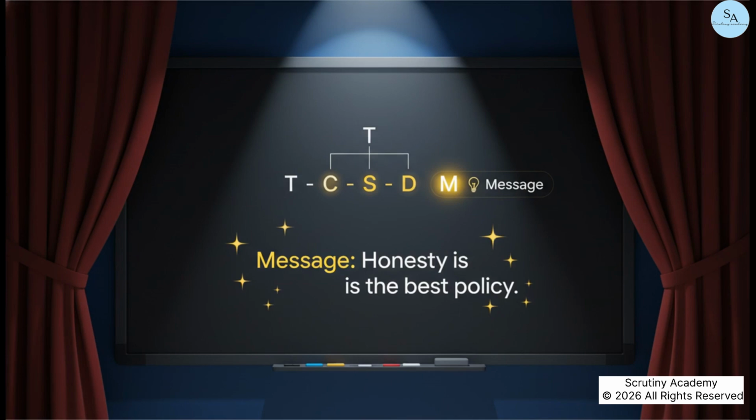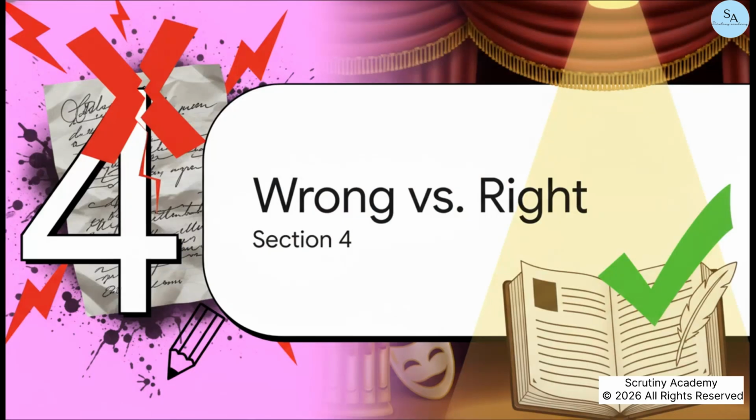And finally, the last step, M for message. This is so critical. After your last line of dialogue, just leave a space and clearly write Message, followed by the moral of your scene. A strong, clear conclusion like this is absolutely essential for getting those top marks. Okay, so we've built the perfect script. Now, to really make this stick, let's put a failing answer right next to a full marks answer. The difference is going to be crystal clear.